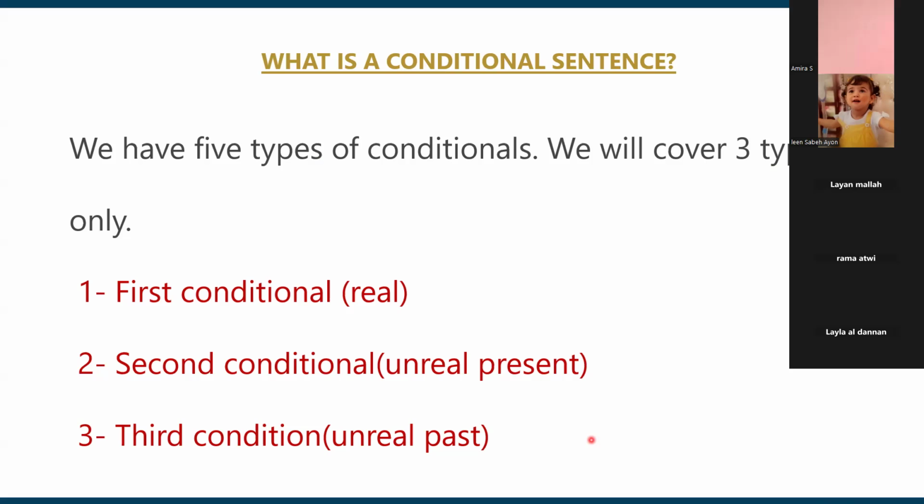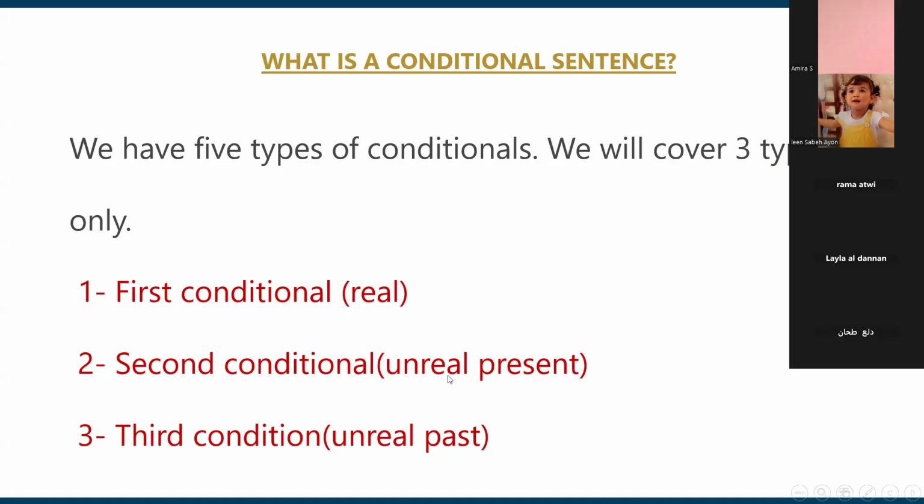Okay, so this is our lesson. We're going to find out what first conditional, which is real, means, what the second conditional, which is unreal present, means, and third conditional, which is unreal past, means. When you understand these 3 types, you understand our lesson. Is everything okay till now? Did you write the 3 types? Yes. Okay.